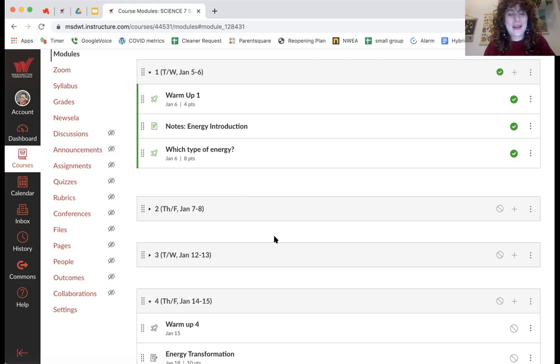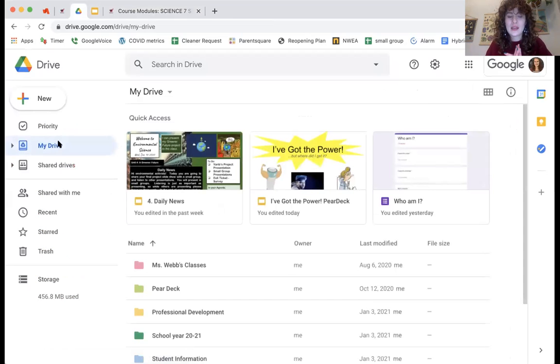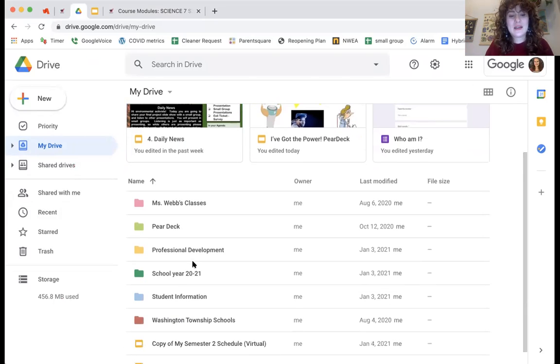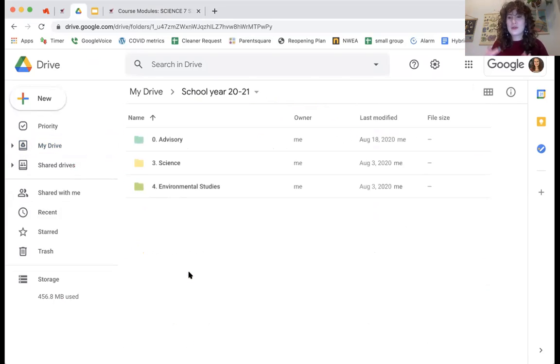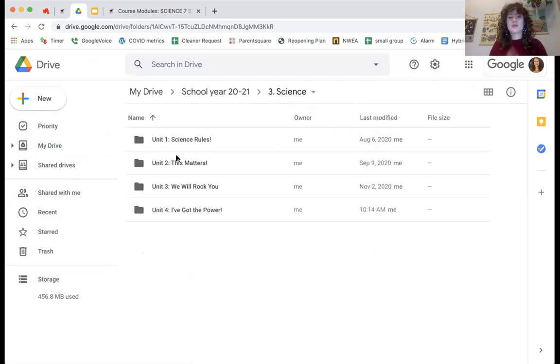Do not skip this step. Go to your Google Drive, and hopefully you set up Google folders. Hopefully you've already had the same folder from last semester for science class. So whether you're using a new folder or last semester's, either way is fine, but find your folder for this class. So what you're going to do today is create a Unit 4 folder called I've Got the Power. Our unit on energy is titled I've Got the Power.